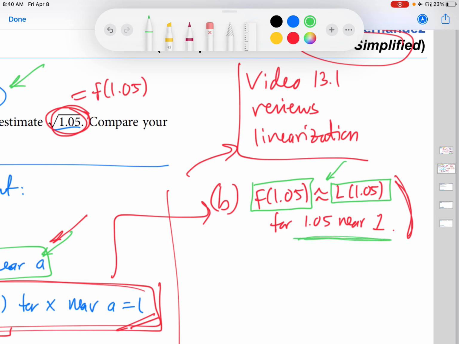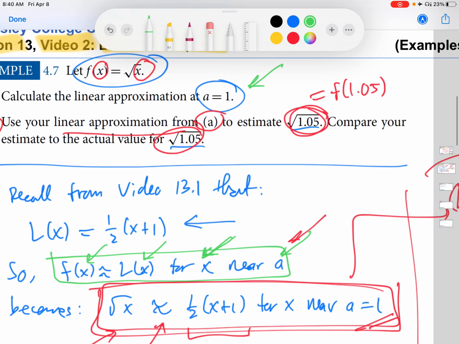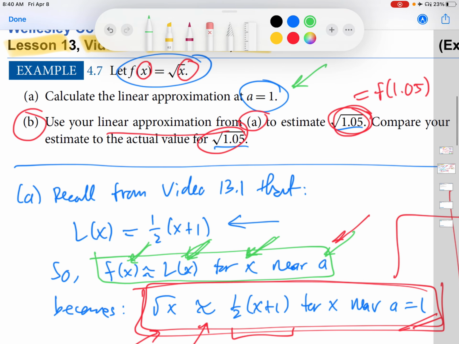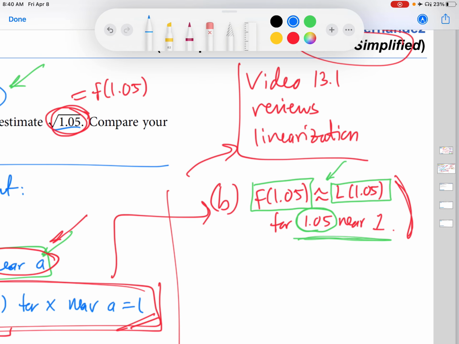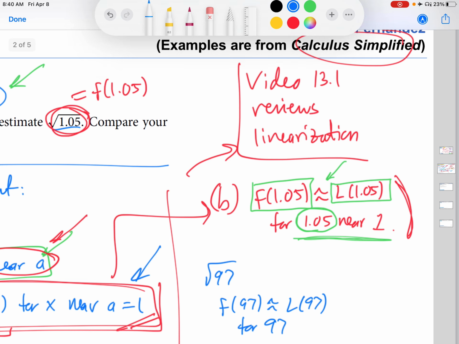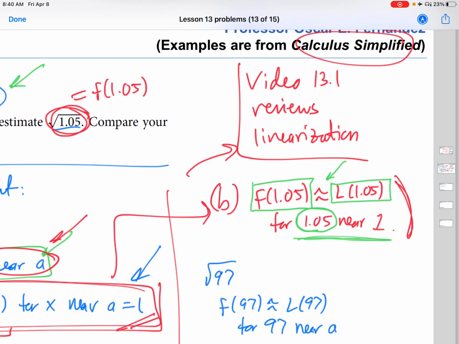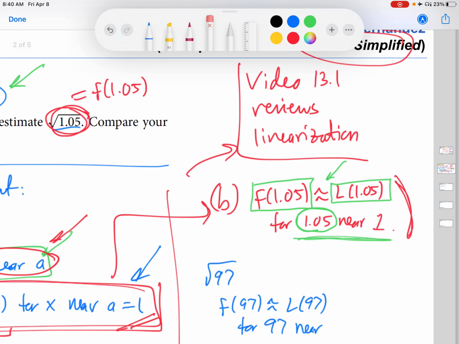And then we don't really need this part, but it is a qualifier, right? It reminds us that, whatever x value I'm going to substitute here into this approximation, it really should be near the a value of the problem. For example, if I asked you to redo this problem and approximate square root of 97 using this approximation, well, then you would say f of 97 is approximately L of 97 for 97 near 1, which is the a value that we are using in the problem.